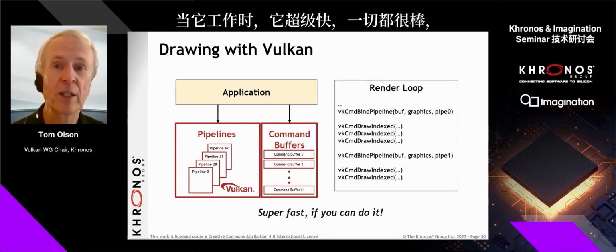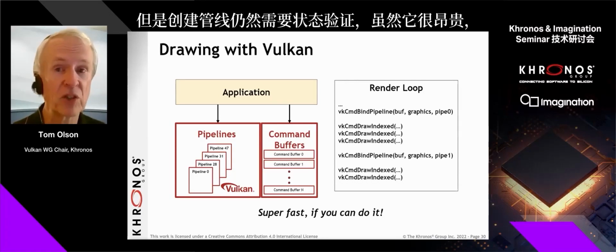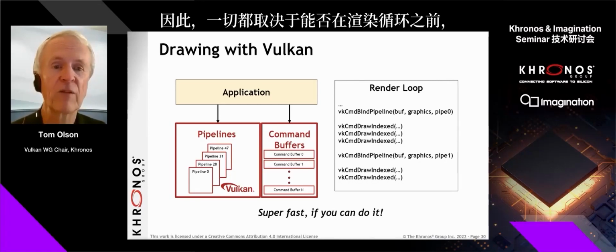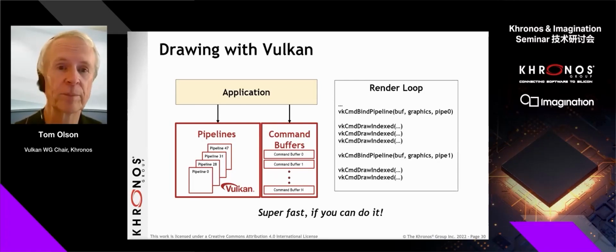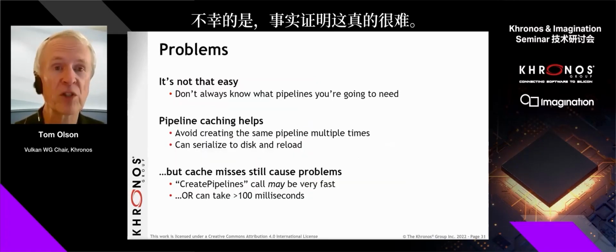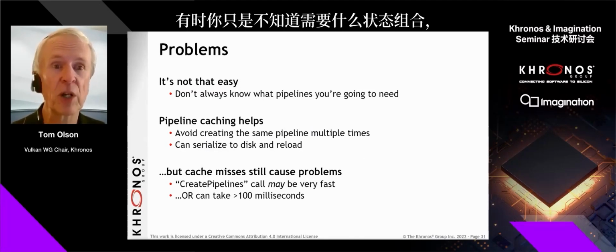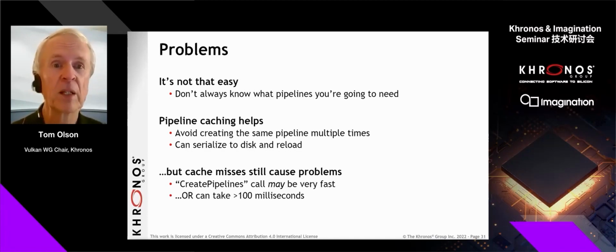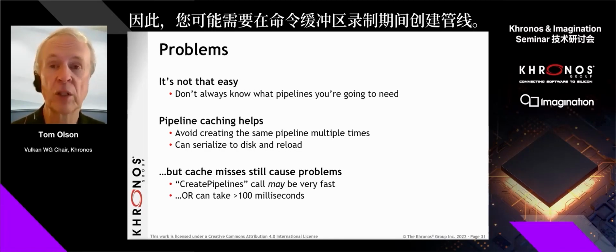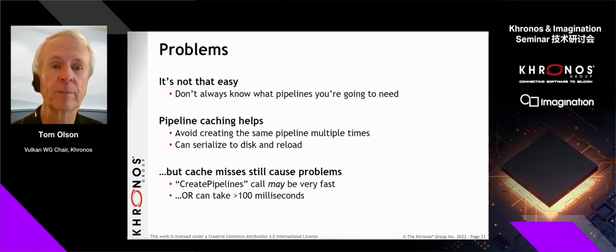When it works, it's super fast and everything is wonderful. But creating pipelines still requires state validation, which is still expensive. So everything depends on being able to create pipelines efficiently and early before you need them in the render loop. Unfortunately, that turns out to be really hard. Sometimes you just don't know what state combinations you're going to need until you need them. So you may have to create pipelines during command buffer recording.